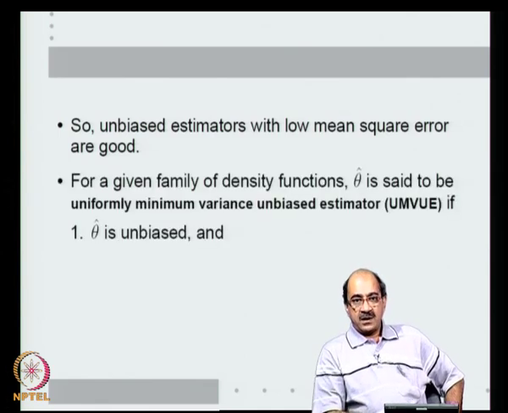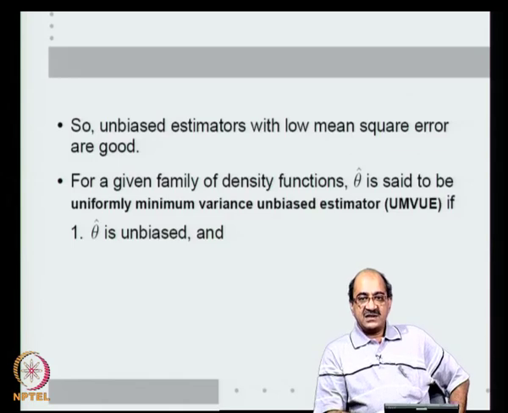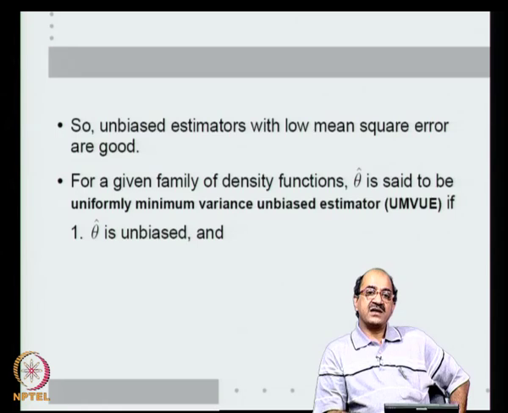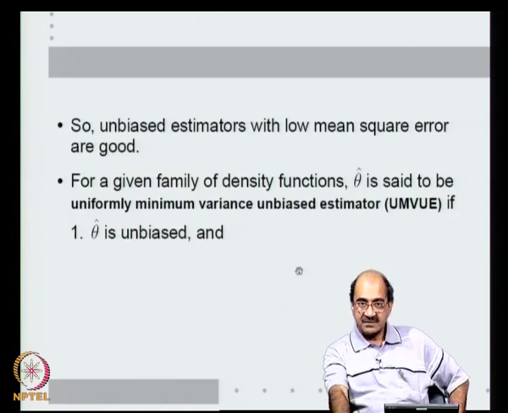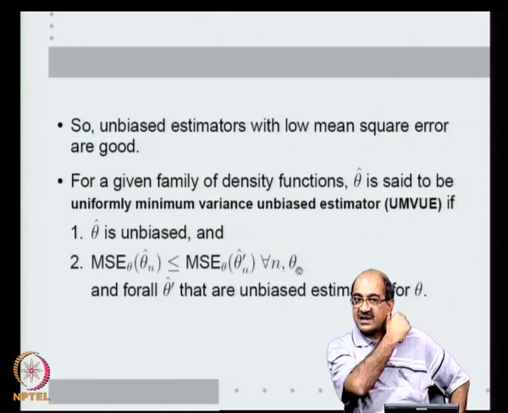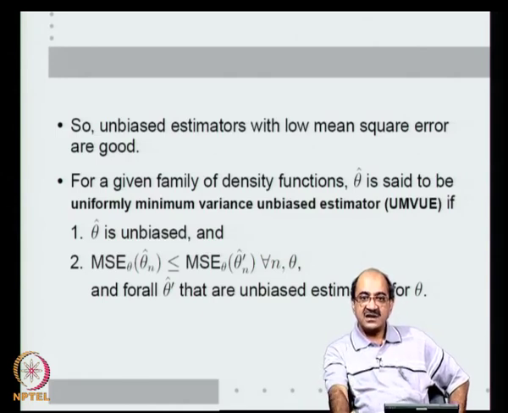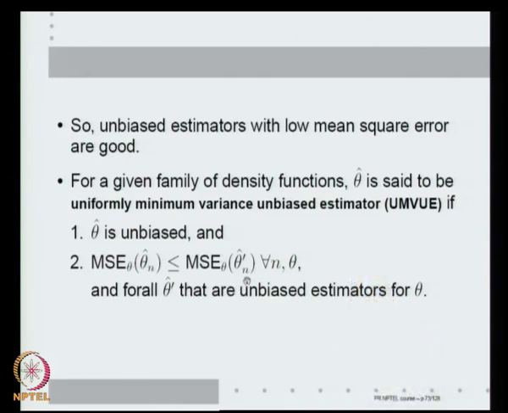Okay. For a given family of density functions, a specific estimator theta hat is said to be the uniformly minimum variance unbiased estimator, often written as UMVUE, if firstly theta hat is unbiased and the mean square error of theta hat, which is the same as variance because it is unbiased, is less than the mean square error of any other theta hat prime, where theta hat prime is an unbiased estimator. So, theta hat is UMVUE if the variance of theta hat is smaller than the variance of any other unbiased estimator theta hat prime.